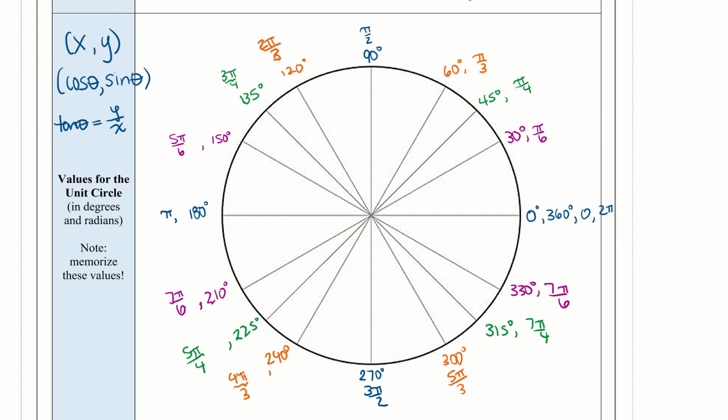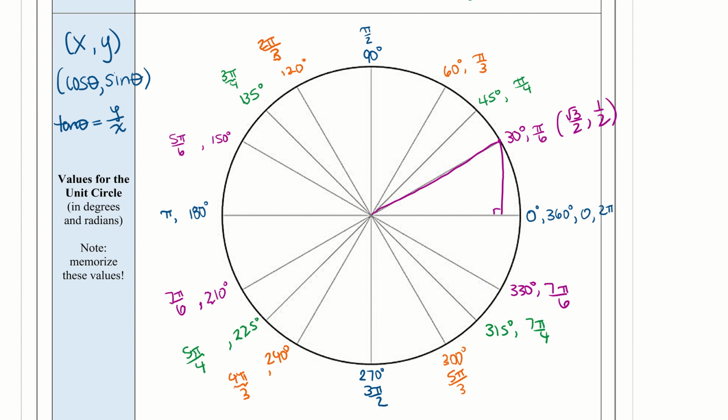Now, I'm not going to draw every single triangle, but I'm going to draw a couple so that you can kind of see what's happening. So let's say we just look at this 30-degree angle. We actually, earlier in exploration B, found the coordinates of this point. And what we found out was root 3 over 2, comma 1/2.